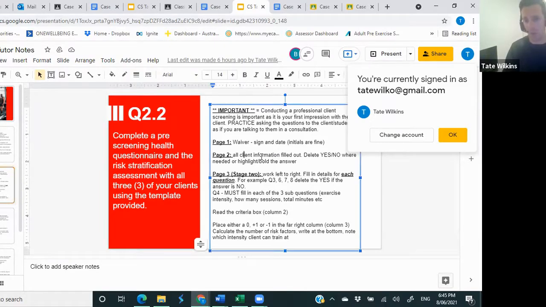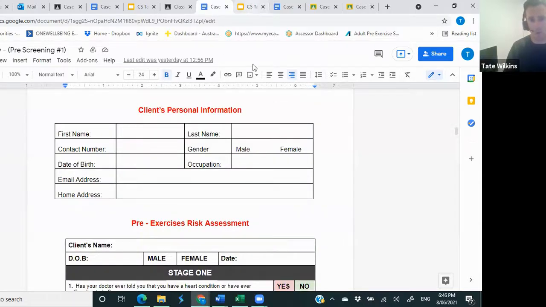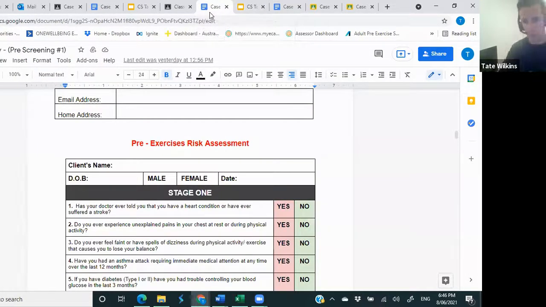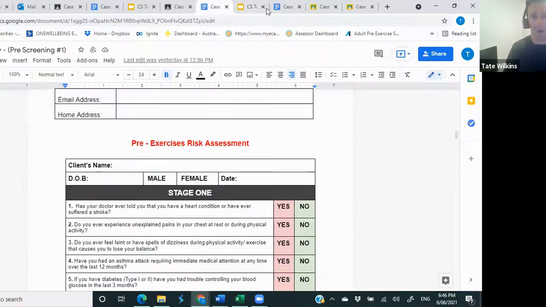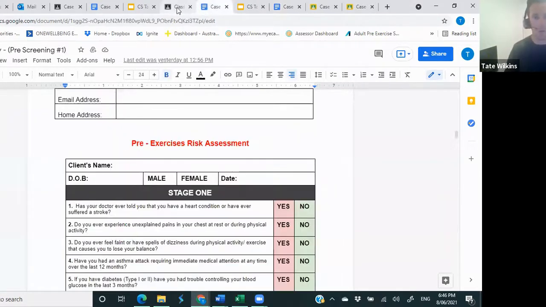Cool. Page 2. I've given you advice for page 2, which is where you fill the information out and do the question. I've given you advice on how to fill it out, delete the yes and no for each answer. But I'm going to put you into breakout rooms anyway, and I'll be jumping in between each room. If you get stuck though, it's all pretty clear, page 4, page 5, how to fill it out. All right. Let's actually get this question done. Question 2.1. And then I'll let you guys go off and do your thing.